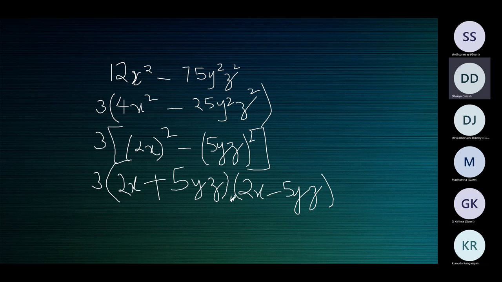5yz and minus 5yz get cancelled, ma'am. No, no, they are in different brackets. You cannot cancel them. Since they are in different brackets, you cannot cancel them. Okay, ma'am. Take down, children.